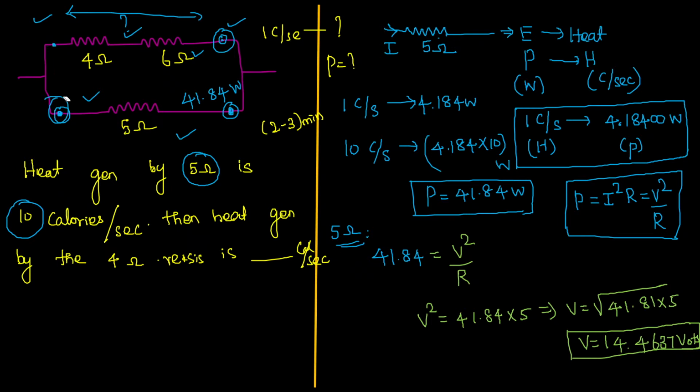Voltage drop across the 5 ohm resistor. Yes. So from this what we can do is let us keep our attention with the second branch.